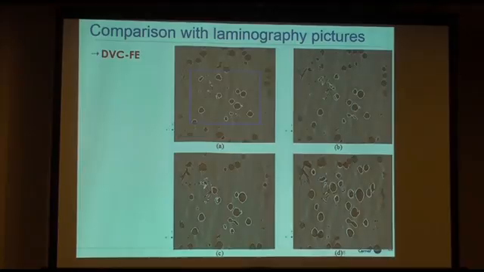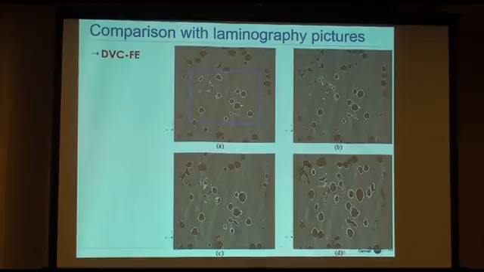Okay, so how can we compare FE simulations with experiments? There are different ways. The first one is to superimpose the interface between the voids and the matrix between simulations. The white curves are from the simulations with pictures from laminography.